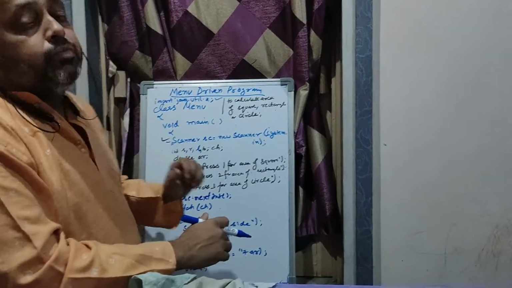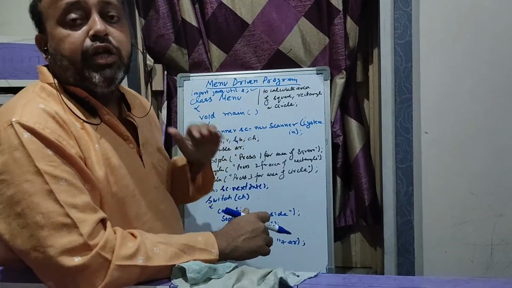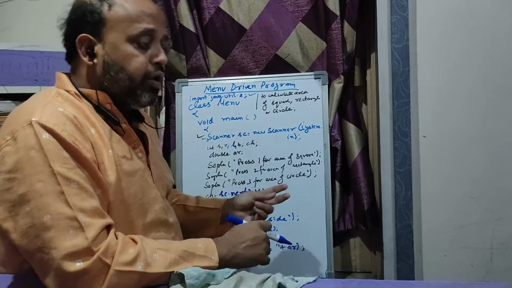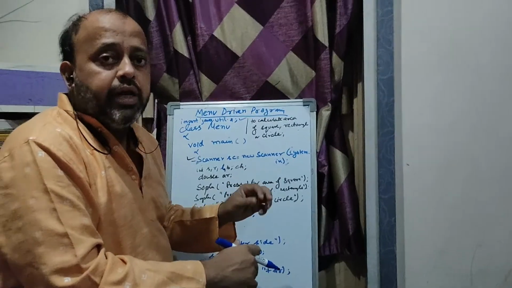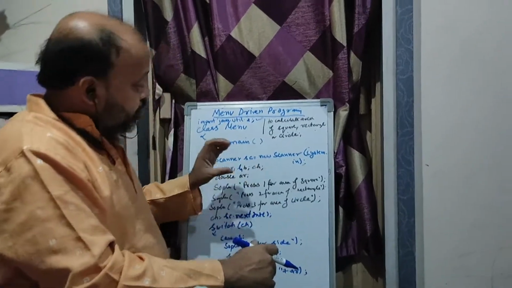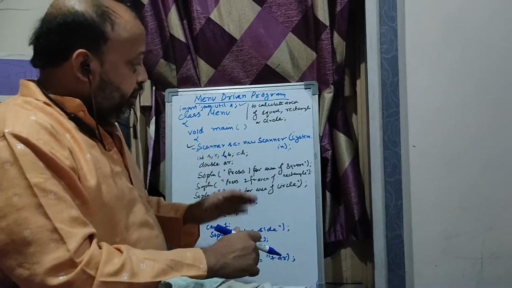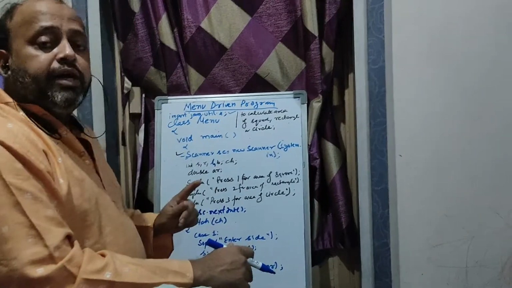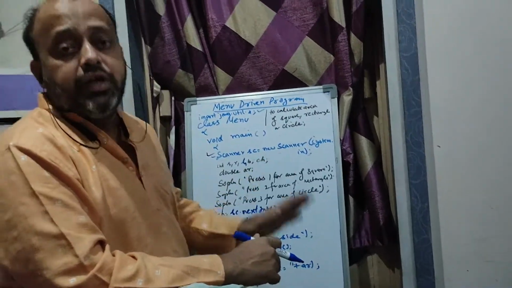Here we will first display the menu. Why? Because in every case our inputs are different. In last program we had only those two numbers. We had to operate on those two numbers. Therefore we had taken two numbers before. Now here what will happen? For area of square we need only side, for area of rectangle we need length and breadth, and for area of circle we need radius.